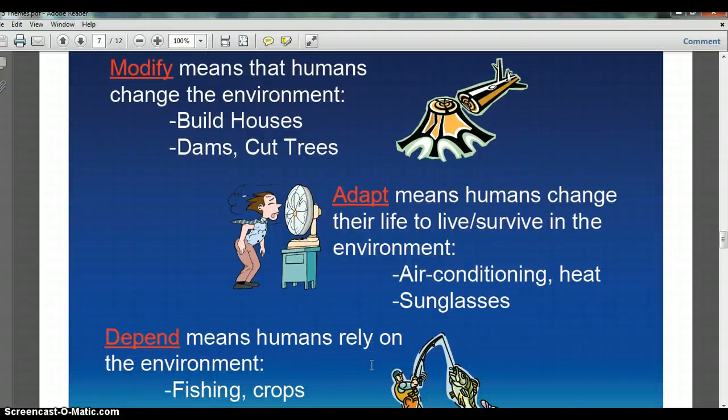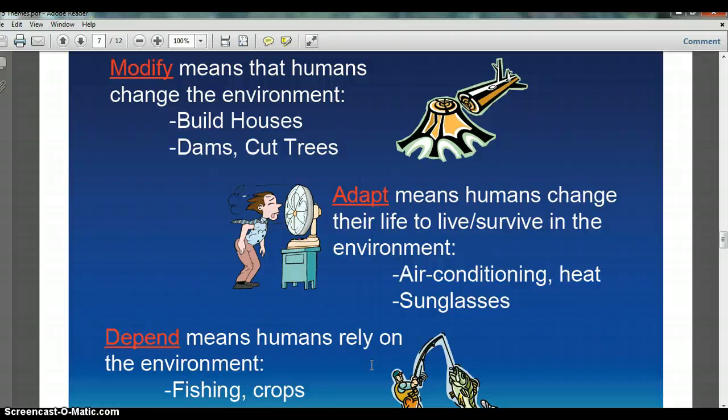Modify means that humans actually change or modify the environment. Humans change or modify the environment by building houses, building dams, and cutting down trees. This is how humans have changed what the physical structure of the earth has looked like.